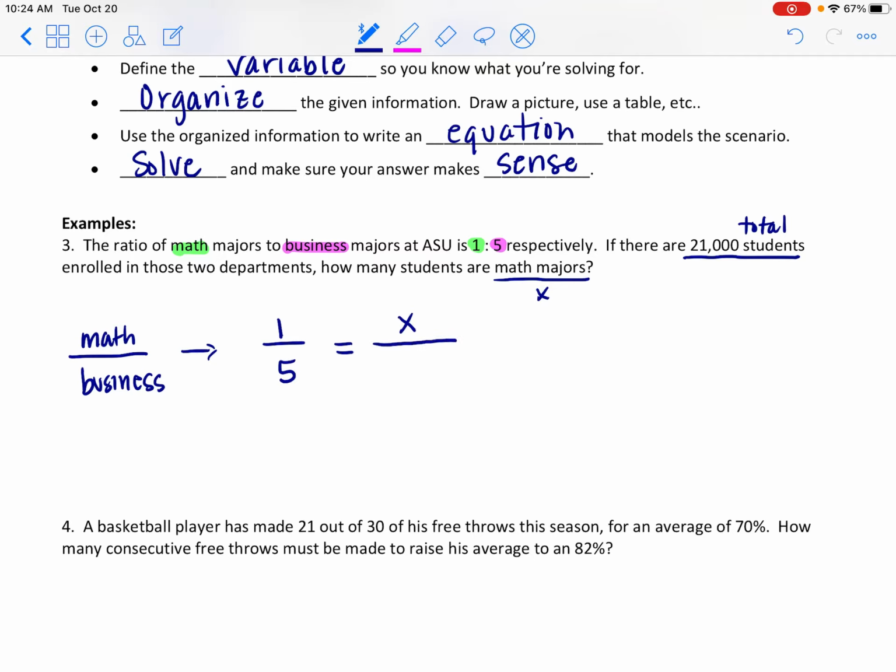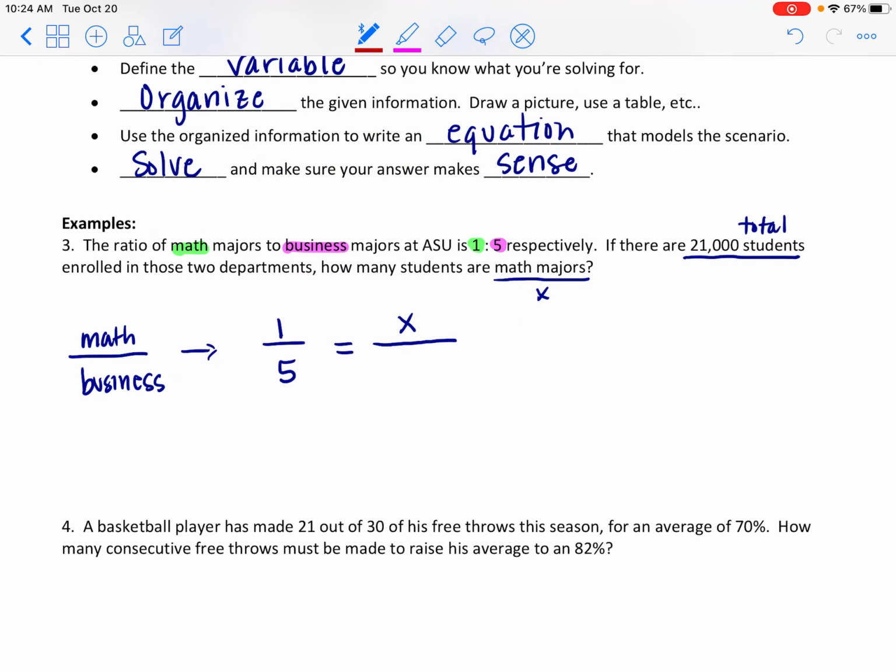So the 1 to 5 is the reduced fraction, and the other fraction is the total, right? How many math majors are there out of the business, and how many business majors are there total? So you might be tempted to put 21,000 here, but we have to be careful because 21,000 is all of the students. It's not just the business majors. So what we put in the bottom of the second fraction is the only challenging piece to this problem.